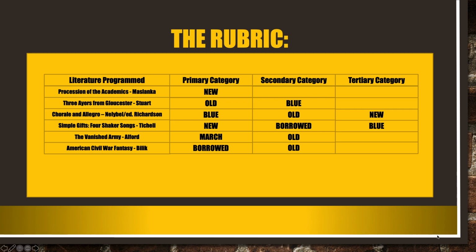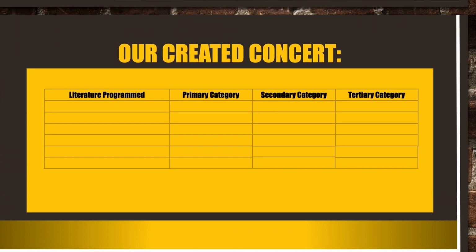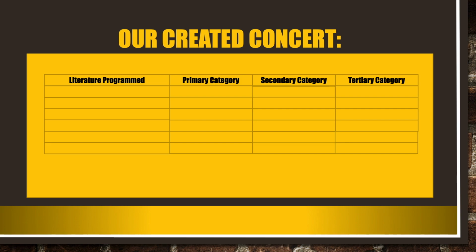So now it is your turn. What I would like you to do is I'm going to change the screen in a moment and show you a blank rubric. And I want you to program a concert. Throughout our discussion together, during the description of our programming categories, we've outlined these, and you've selected 3 works for each category that you feel falls primarily into that category. So I'd like you to use those lists, and I'd like you to program a concert. So here is your rubric. This is our created concert that we are creating separately but together.